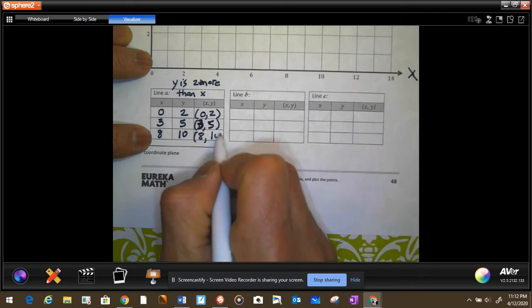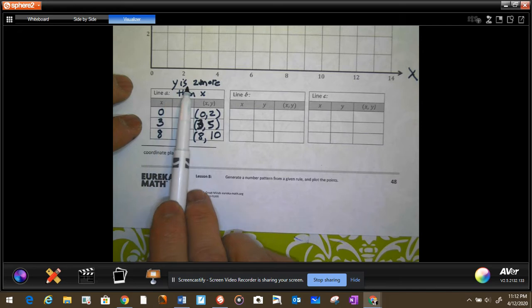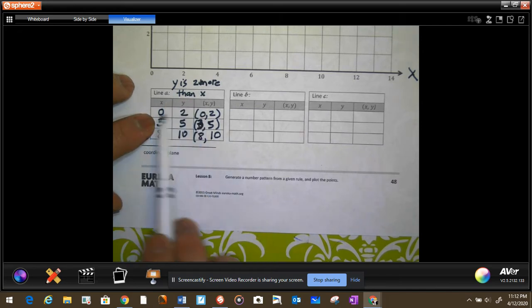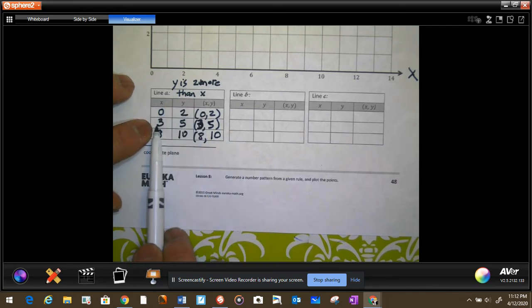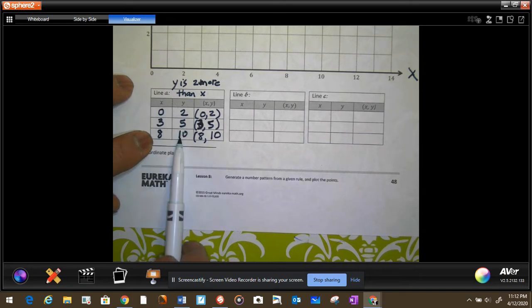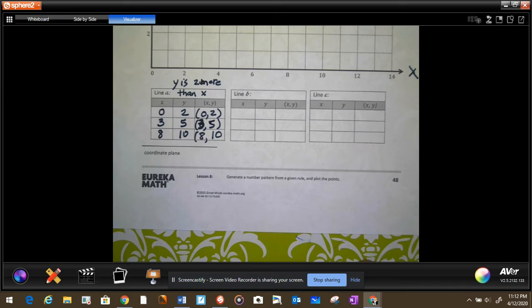Let me see if I did this correctly. So y is 2 more than x. For 0, 2 more is y, that's 2. For 3, 2 more will be 5. And for 8, 2 more will be 10. Very good.